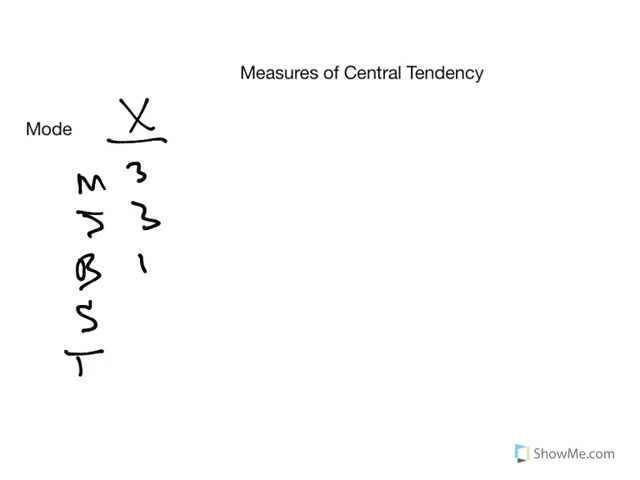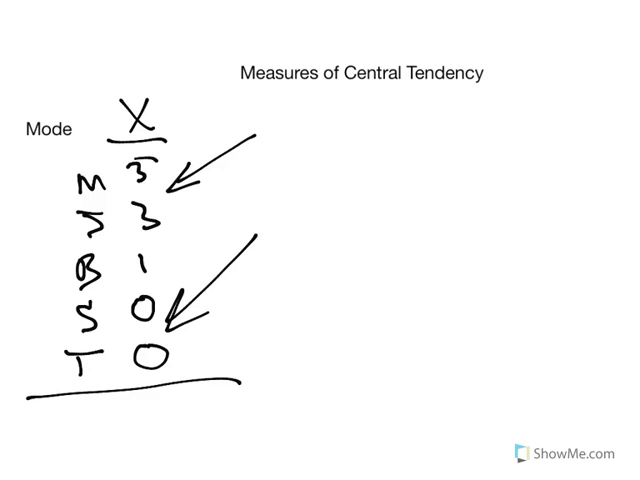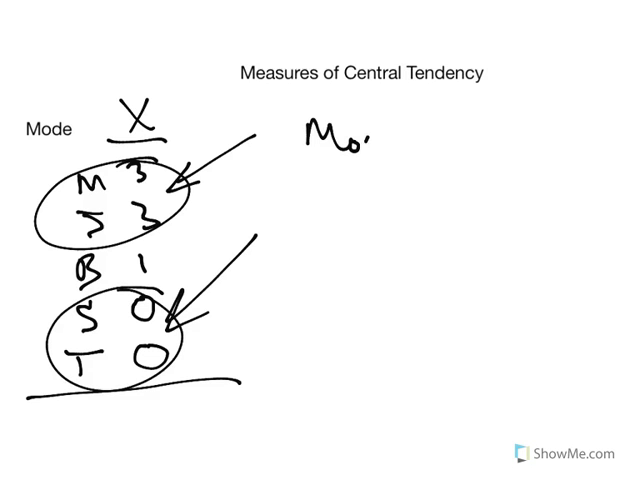Let's look at one more example. So a 3, a 3, a 1, a 0, and a 0. Now this distribution of scores has 2 modes. Again, there are 2 3s and 2 0s. So the modes are 0 and 3.